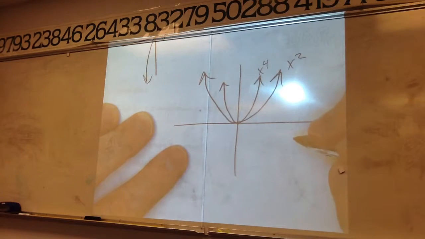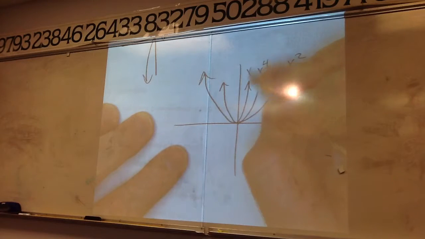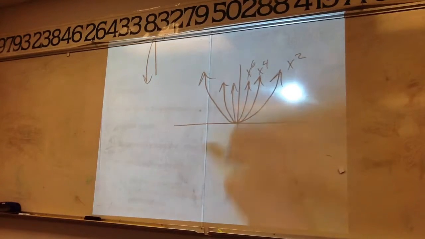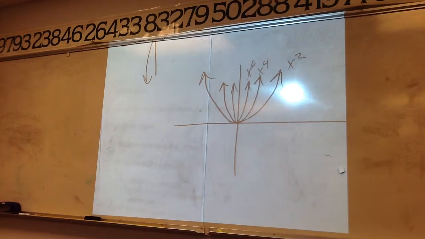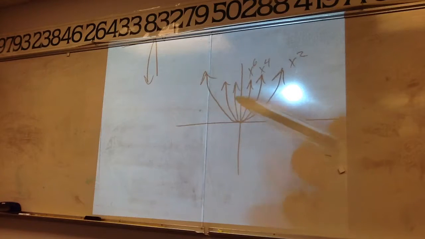If you did x to the 6th, what happens? All the even ones look like parabolas. Well, I shouldn't say that. It's called end behavior. If you go to the left, it'll go up, and if you go all the way to the right, it'll go up.